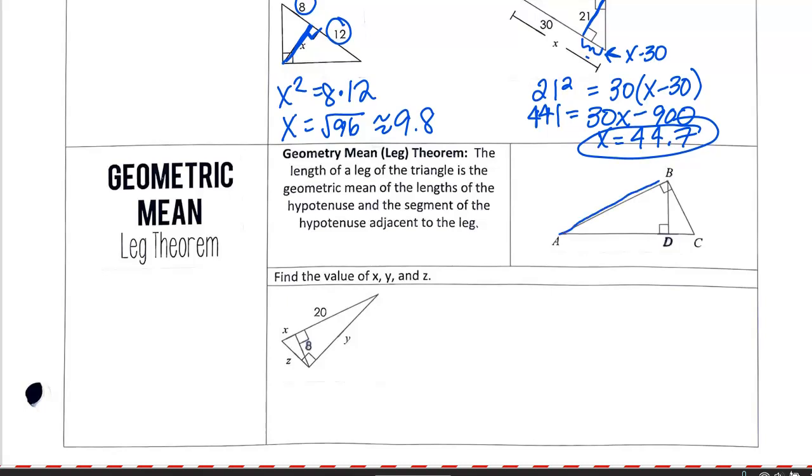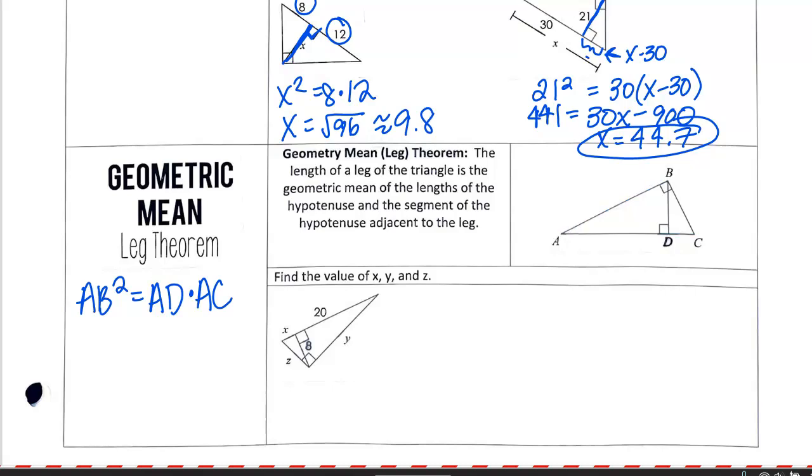Okay, this is AB. So this is a leg. So if we wanted to define this geometric mean leg theorem for AB, that would be AB squared. And it says it's the length of the hypotenuse and the segment of the hypotenuse adjacent to the leg. So that's going to be AB squared equals AC times AD. So it's the hypotenuse, which is AC, times the segment of the hypotenuse adjacent to the leg, which is AD.